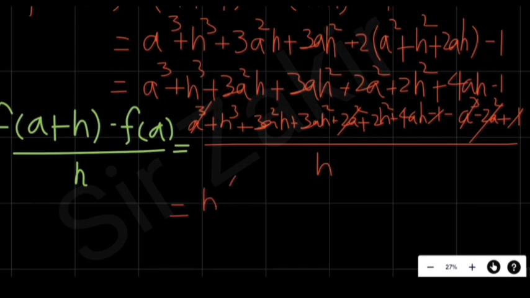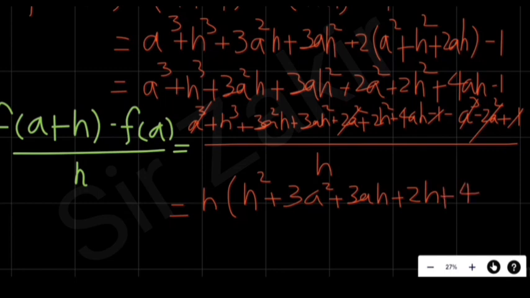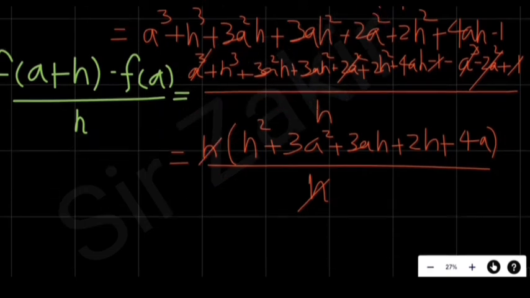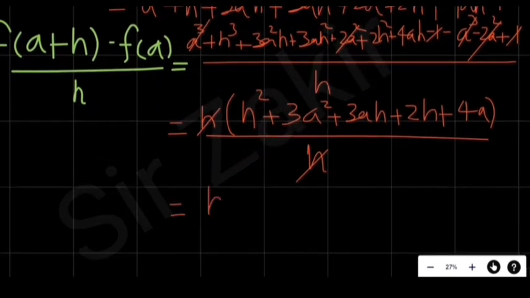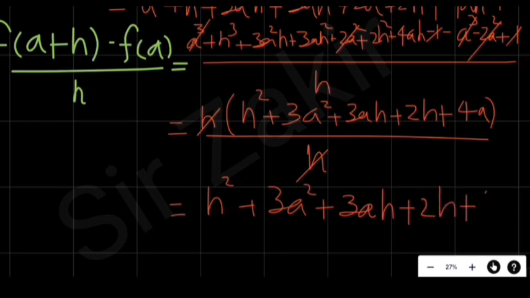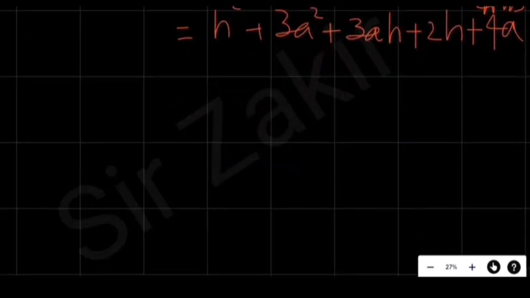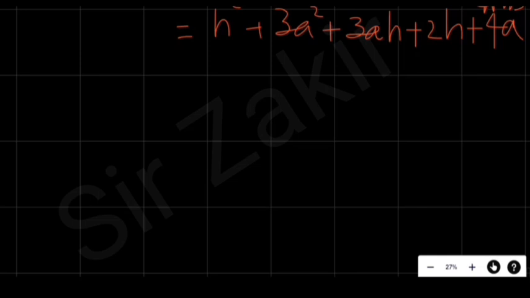All values in numerator have h. H is taken common: h square, 3a square, 3ah, 2h, 4a divided by h. H is cancelled and remaining is answer. Answer is h square plus 3a square plus 3ah plus 2h plus 4a. This is answer. We continue our work with other functions.